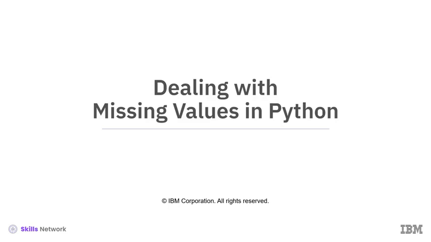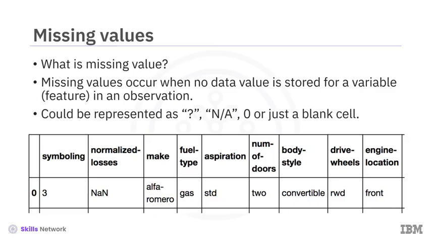In this video, we will introduce the pervasive problem of missing values, as well as strategies on what to do when you encounter missing values in your data. When no data value is stored for a feature for a particular observation, we say this feature has a missing value. Usually, a missing value in a dataset appears as $NA, 0, or just a blank cell. In the example here, the normalized losses feature has a missing value, which is represented with NaN.